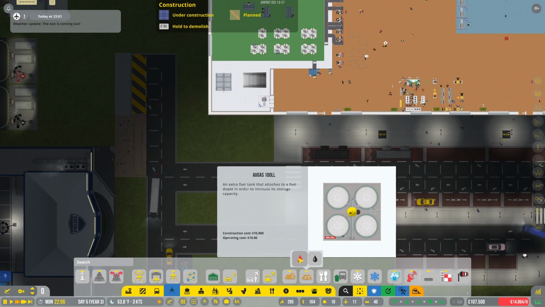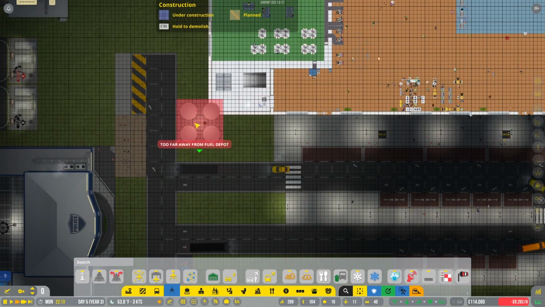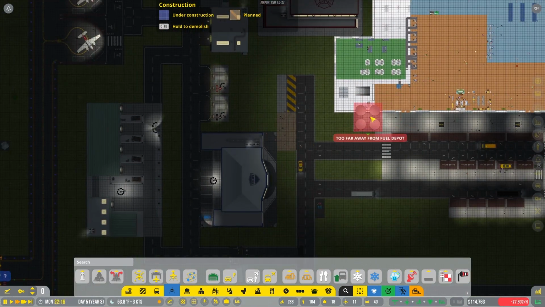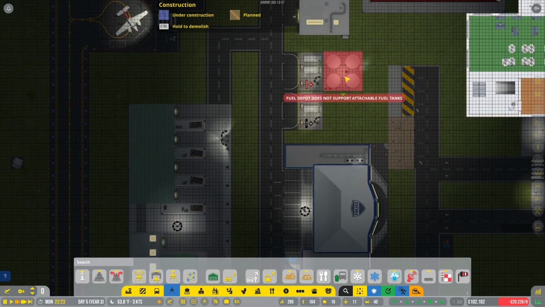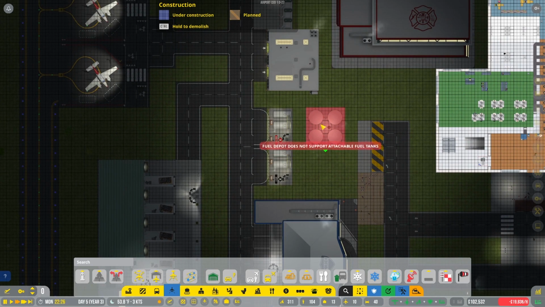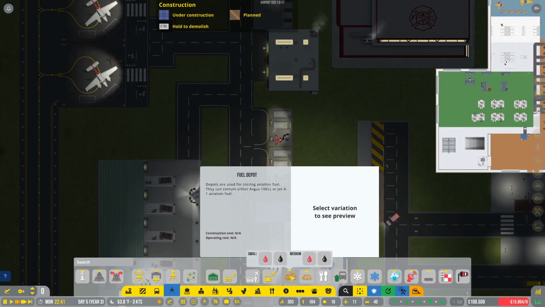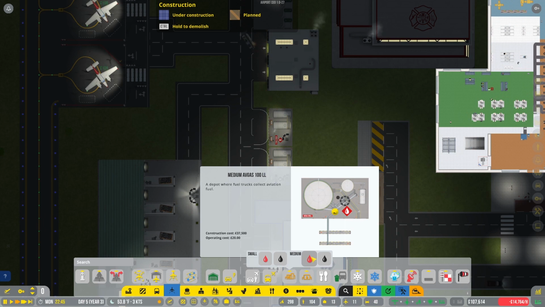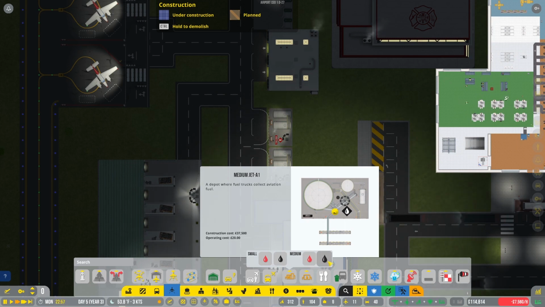Okay, for Avgas or Jet A1, they cost 10 grand. That's not a lot, is it? We're too far from the fuel depot. Where is the fuel depot? Fuel does not support attachable. Oh, do you not? Are there different types of fuel depot then? That's interesting. Do you need a medium fuel depot to support attached tanks?